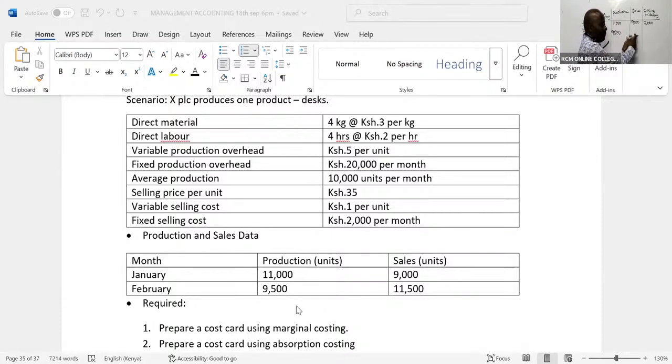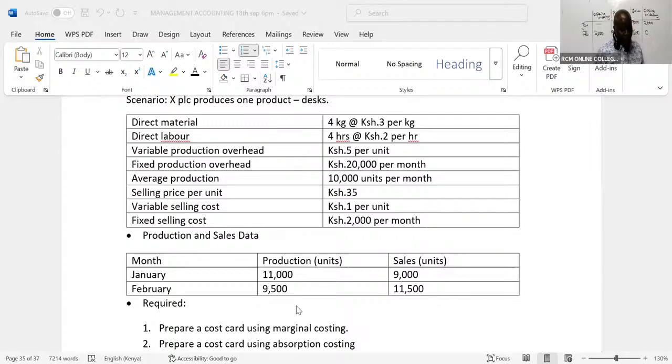How many do we sell? Are you able to see the units sold here? 11,500. Meaning what about closing inventory in February? 0 or dash, yes, like that. So if you get this wrong, your entire marginal costing P&L will be wrong. Your entire absorption P&L will be wrong.